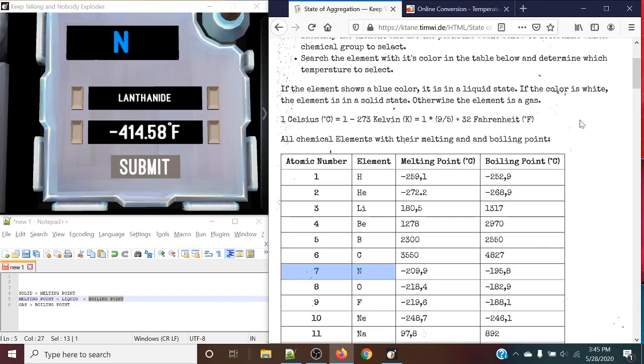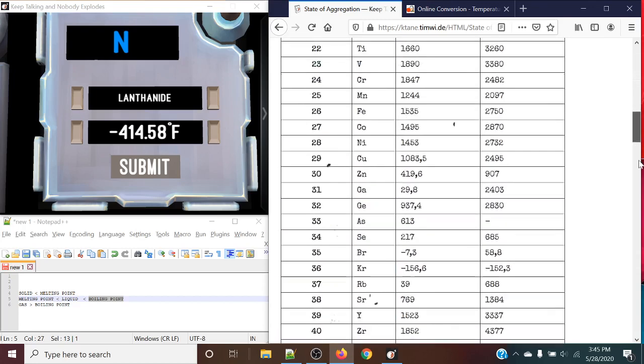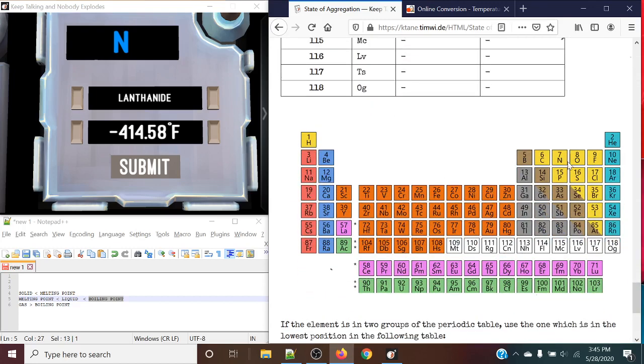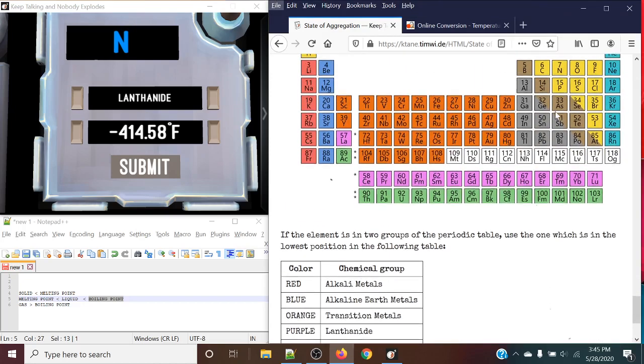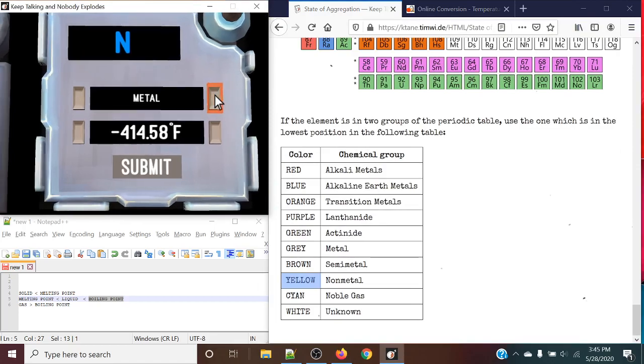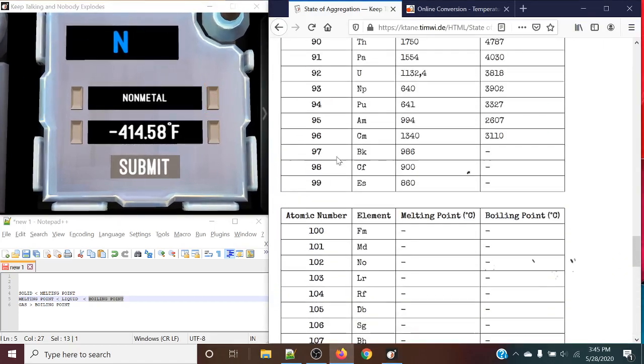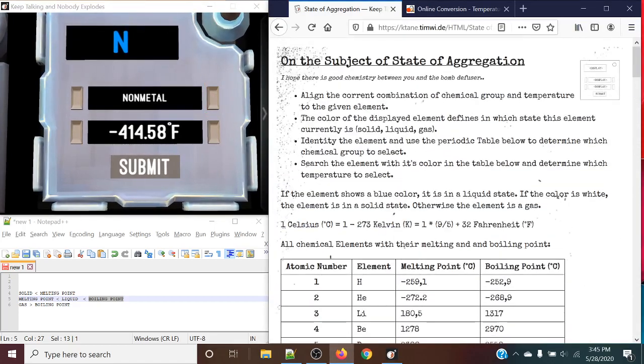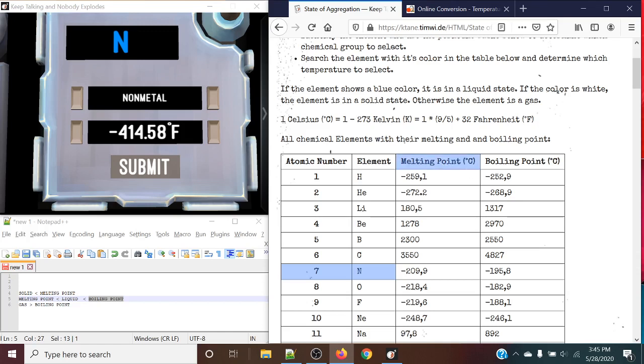So, let's take a look. N going down to 7. That is yellow, and that is going to be a non-metal. Let's set that to that. And let's convert these. We need both our melting point and our boiling point for this one, not just one. Let's figure this out.